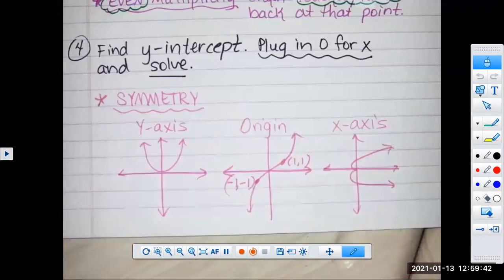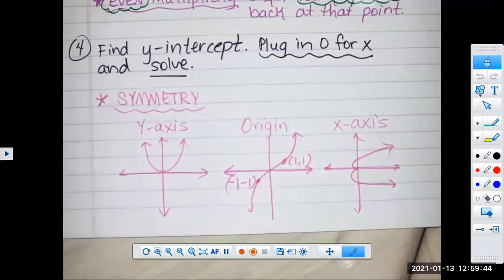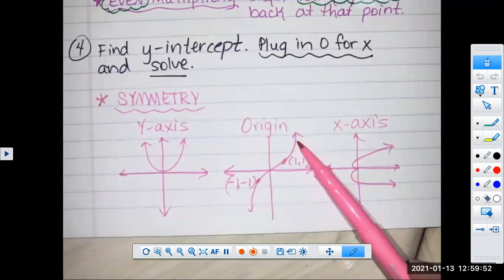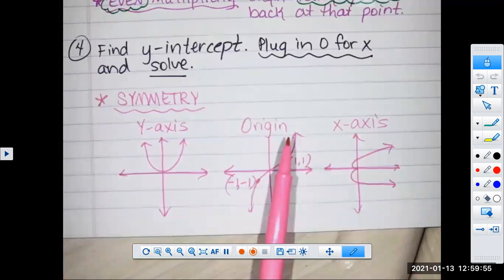You might have a graph that does something like that. So y-axis and x-axis symmetry are easy to tell, but origin is the one that's kind of weird. It'll be in diagonal quadrants.